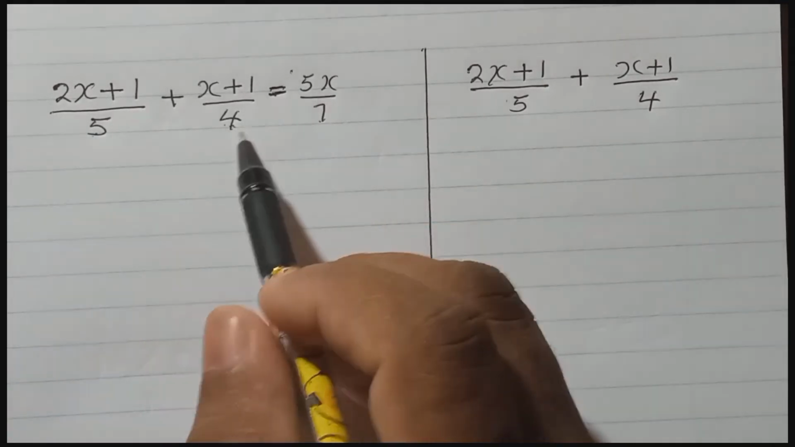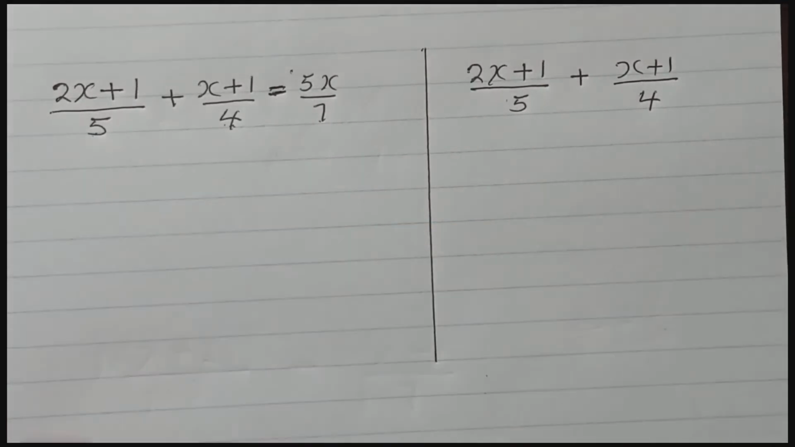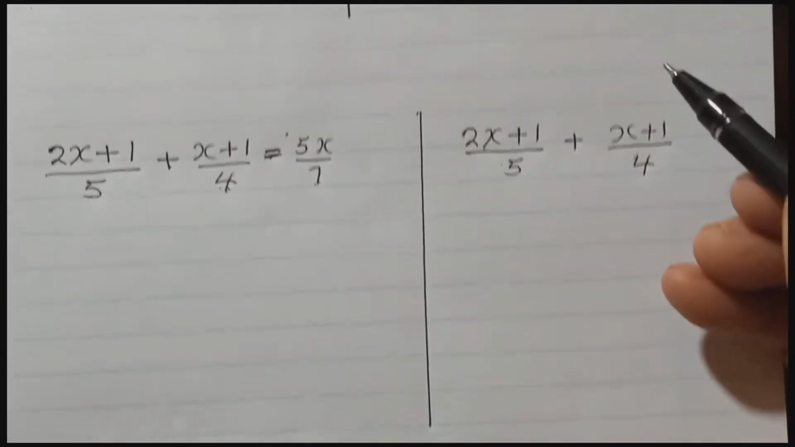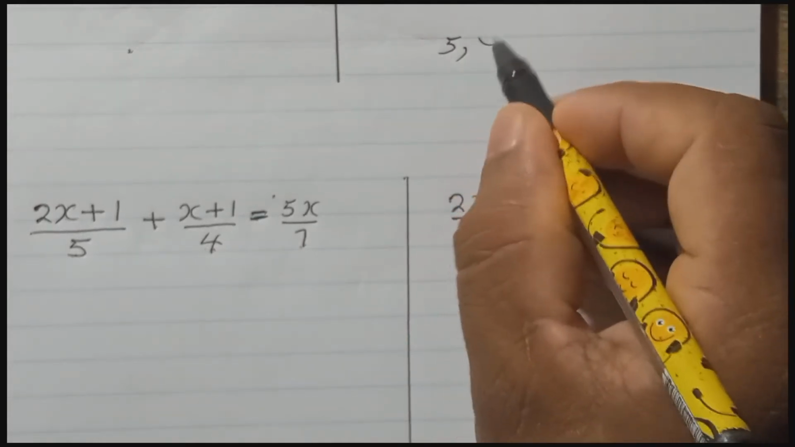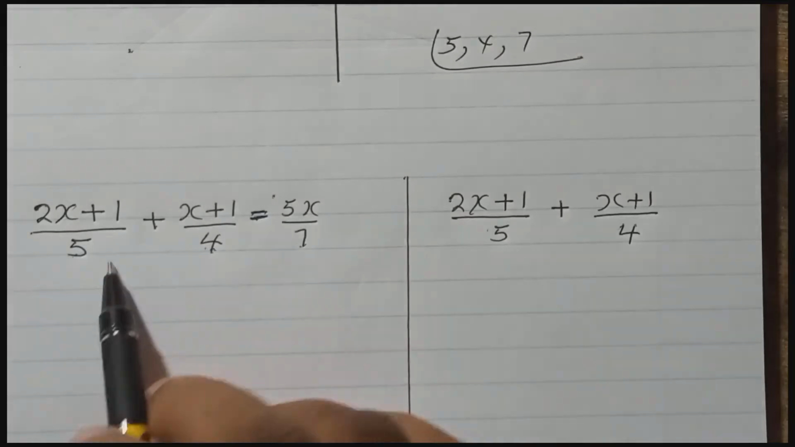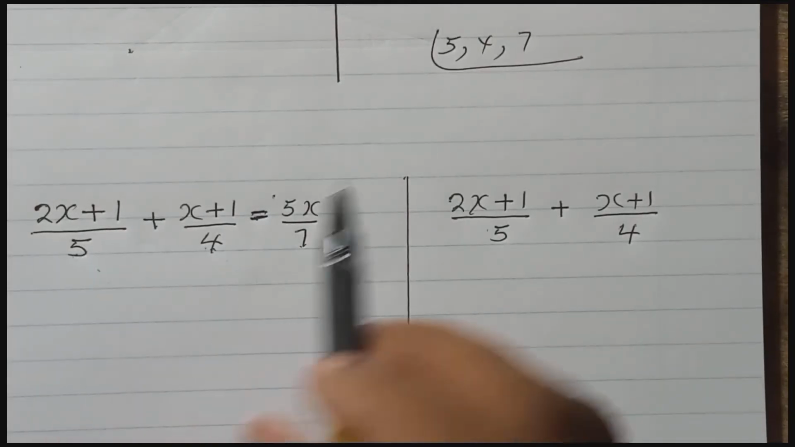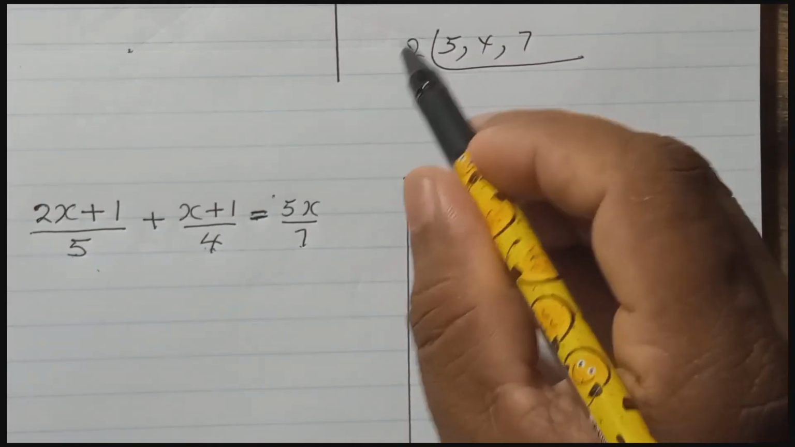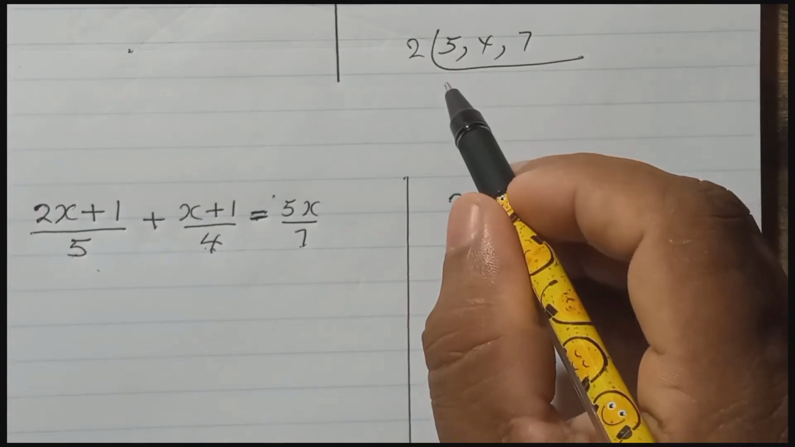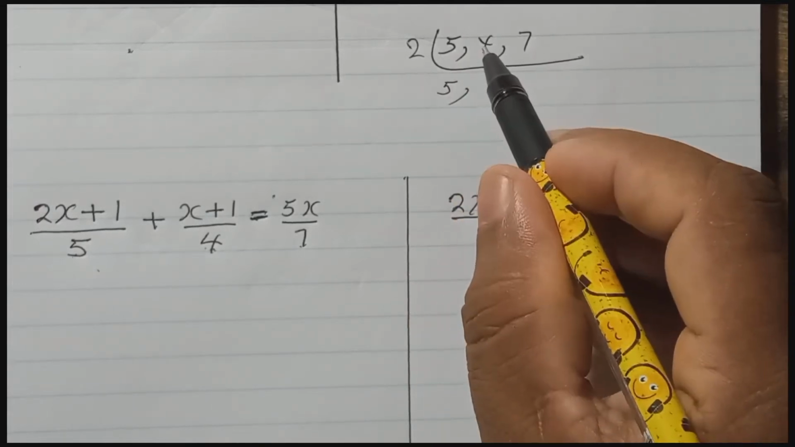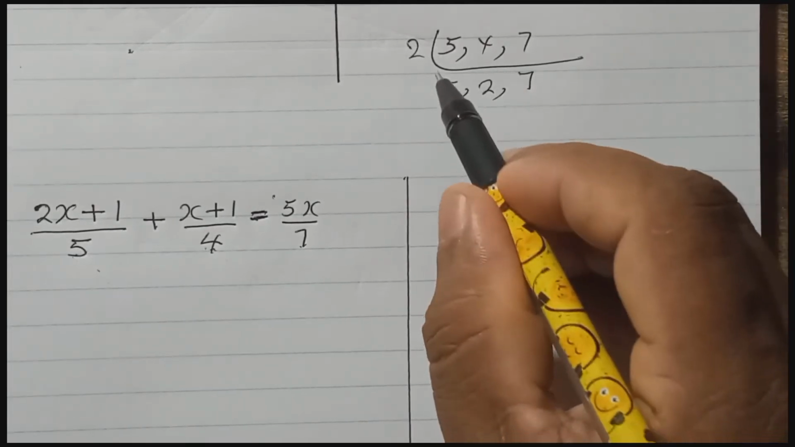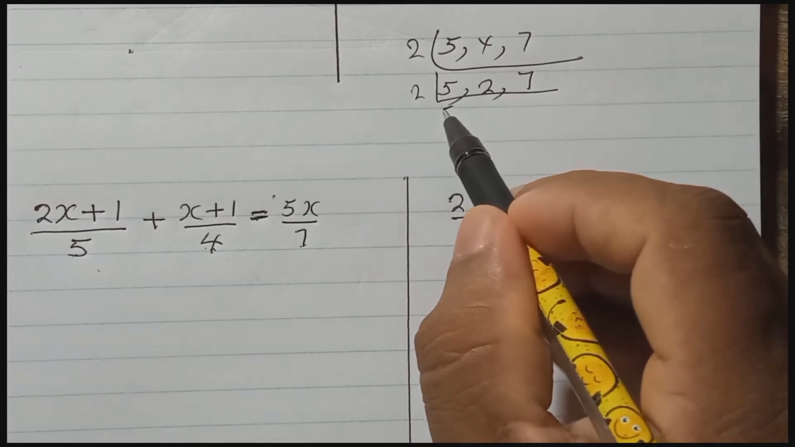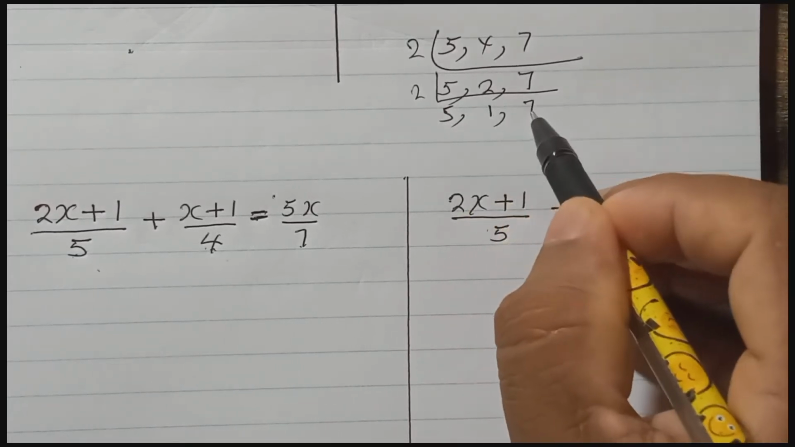But how to get the LCM, you also need to remember. So I will show you how to do that, right? Now 5, 4, 7, I will remind you. From all these three denominators, I need to find the LCM. Divide by 2, the lowest prime number. Here you can't divide, so bring it down. And here you can divide by 2, so divide. 4 divided by 2 is 2. 7 again you can't. Again divide by 2, here 5 you can't. 2 you can, 1. Here 7 you can't.